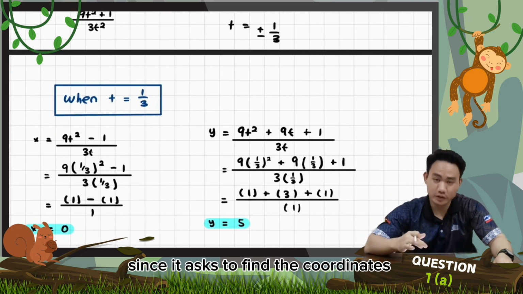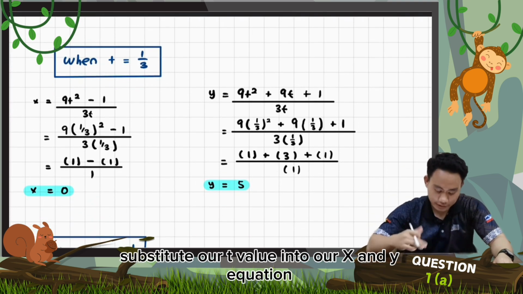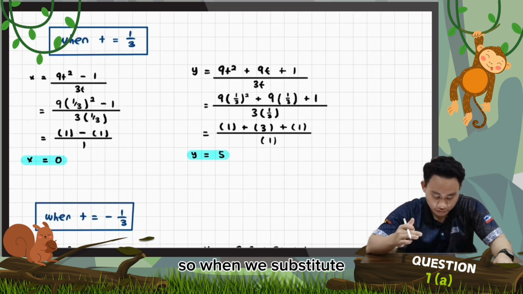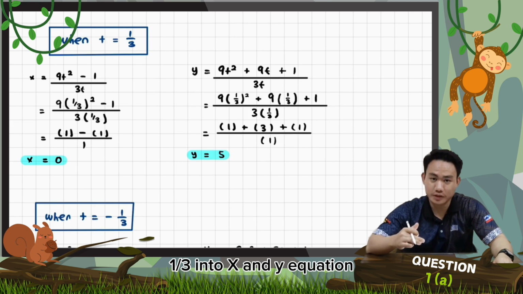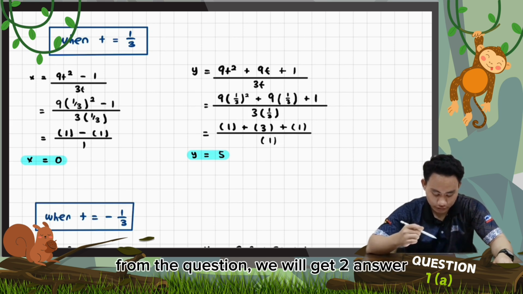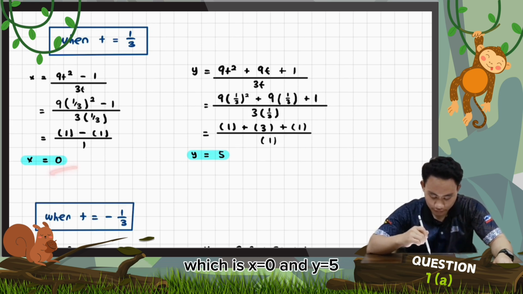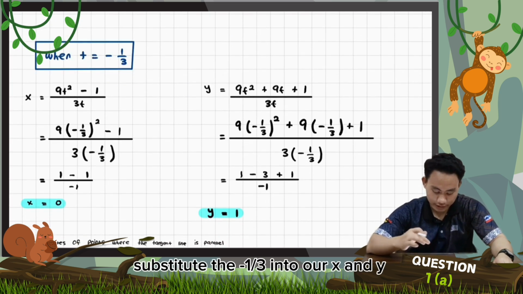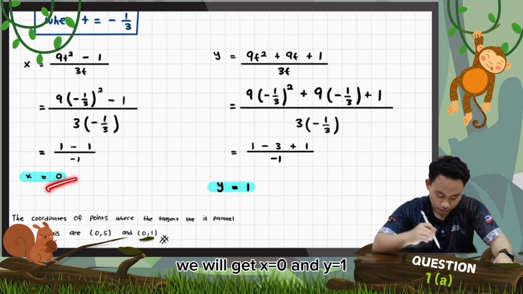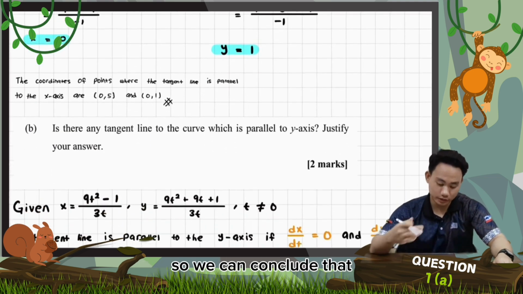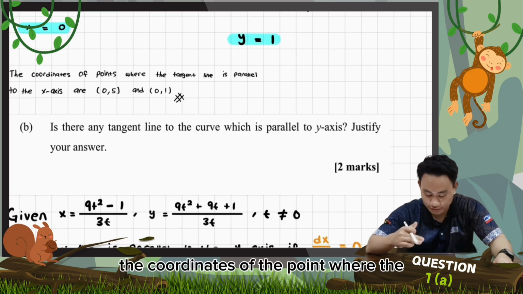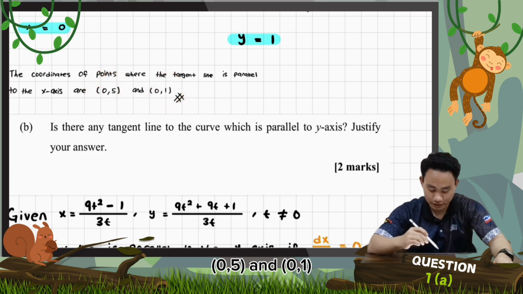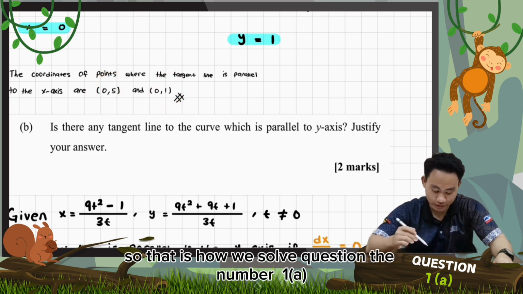Since it asks for the coordinates, we substitute our t values into the x and y equations. When we substitute 1/3, we get x equals 0 and y equals 5. When we substitute negative 1/3, we get x equals 0 and y equals 1. So the coordinates of the points where the tangent line is parallel to the x-axis are (0, 5) and (0, 1). That is how we solve question 1a.